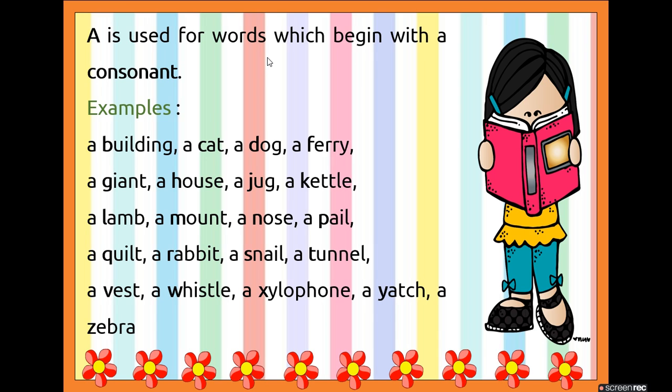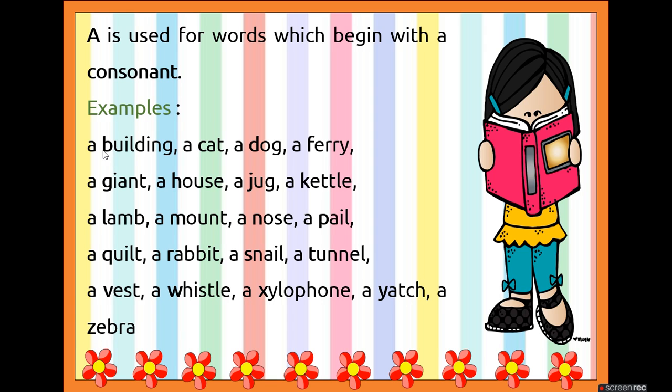We have 26 alphabets, from A, B, C, D until Z. Out of that, 21 alphabets are consonants. So we have a building, a cat, a dog, a fairy, a giant, a house, a jug, a kettle, a lamb, a mount, a nose, a pail, a quilt, a rabbit, a snail, a tunnel, a vest, a whistle, a xylophone, a yacht, and a zebra.